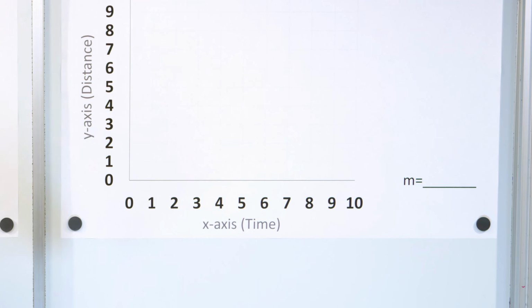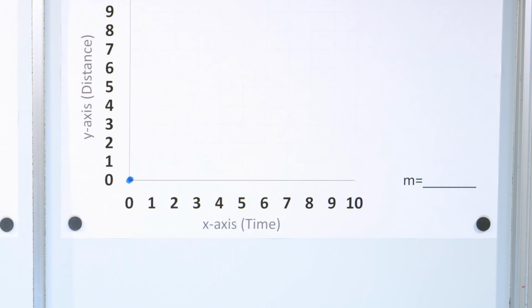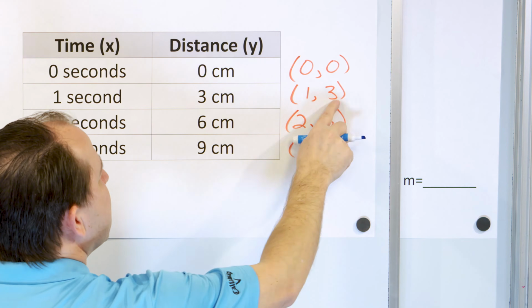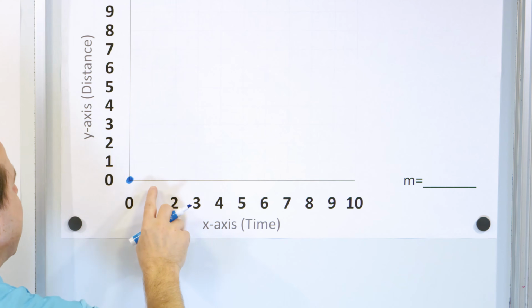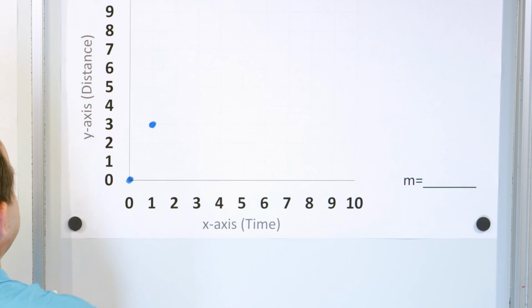So here we have a blank coordinate system. 0, 0 is x is 0, y is 0. And then we have 1, 3. So that's 1 for x and 3 for y, which means the next point is right here.